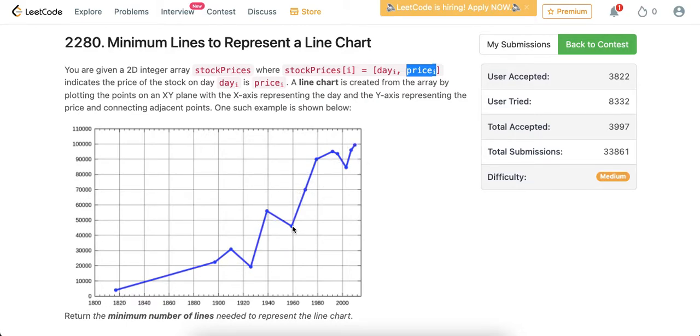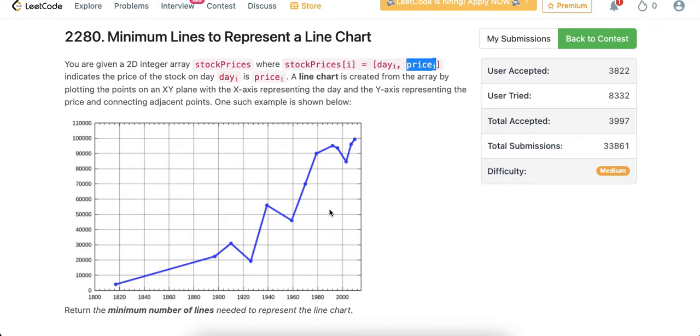The unique thing here, if you notice, is these three points that are actually in line. So rather than drawing them with two lines, at minimum we can make it one line, because we can just use one line to connect the three points. So that's basically what the question is.